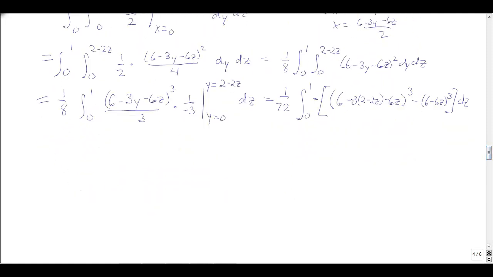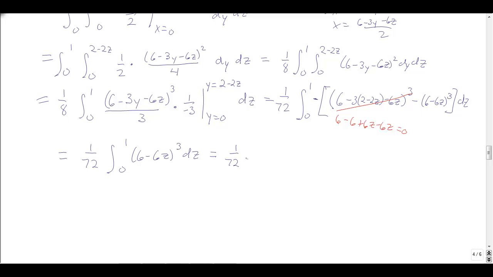Okay, so what happens in this part here is, let's just do this in red here. I get 6 minus, when I distribute this, 6 plus 6z minus 6z. That whole thing goes to 0. So this first term just drops out. And then the negative and the negative give me a positive. I just get (6 minus 6z) cubed. So if I do that, what I'm left with is an integral from 0 to 1, (6 minus 6z) cubed dz.